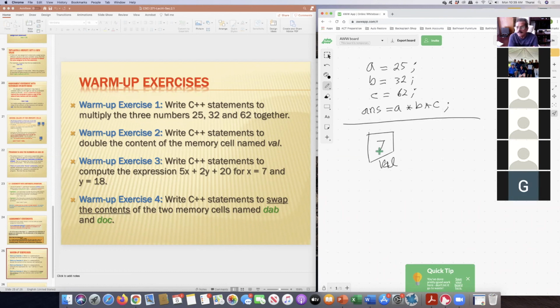So for val, can we just put any number? You cannot make up any number. Val already has a number, and that number should be doubled. We don't know what it is. You cannot make up a number. Val already has some number, we don't know what it is, and that number should be doubled.